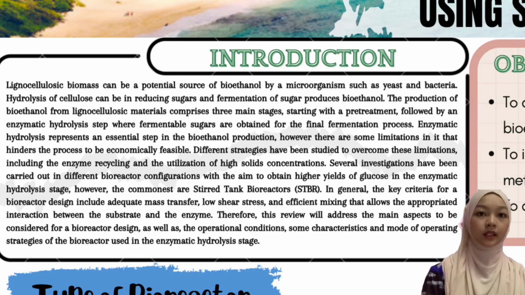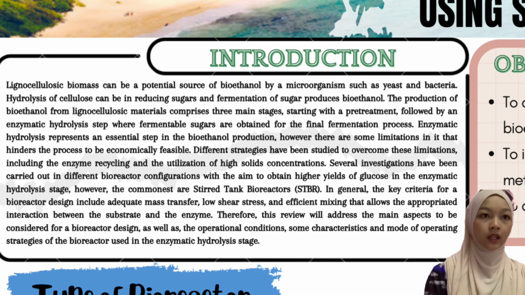First of all, this is the introduction for our project. Lignocellulosic biomass can be a potential source of bioethanol by a microorganism such as yeast and bacteria. Hydrolysis of cellulose can result in reducing sugars, and fermentation of sugar produces bioethanol. The production of bioethanol from lignocellulosic material comprises three main stages, starting with a pre-treatment, followed by an enzymatic hydrolysis step where fermentable sugars are obtained for the final fermentation process.